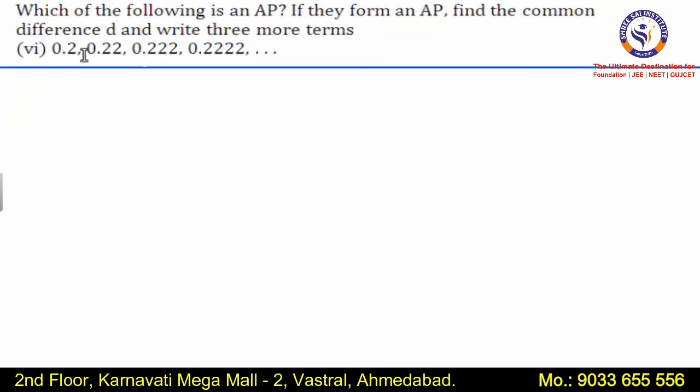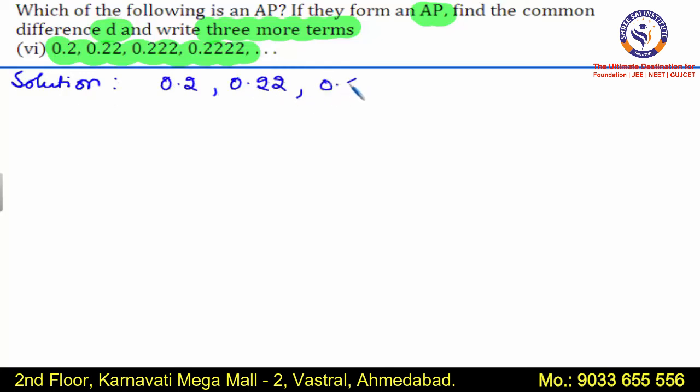This question says, does the given list of numbers form an AP? If they form an AP, find the common difference D and 3 more terms. Let's begin with the solution. And the given list of numbers is 0.2, 0.22, 0.222, 0.2222, and so on.